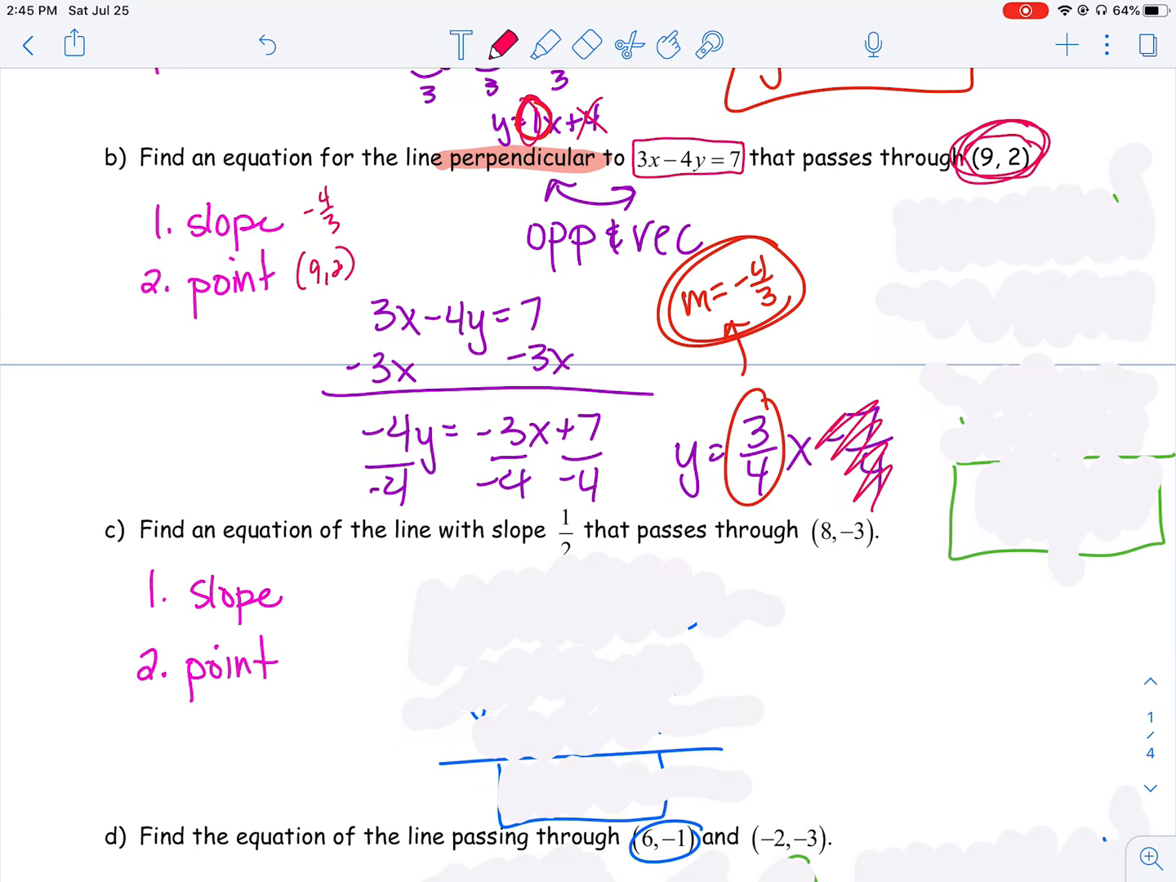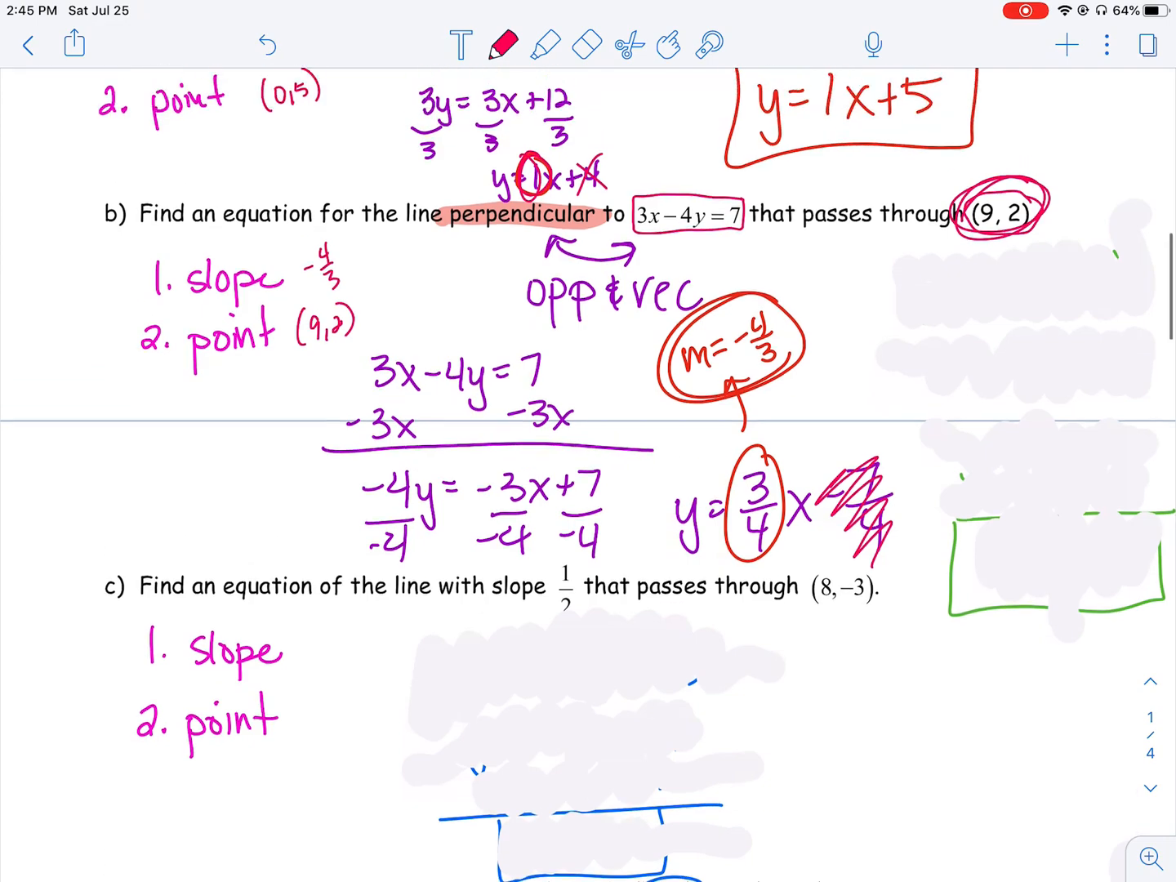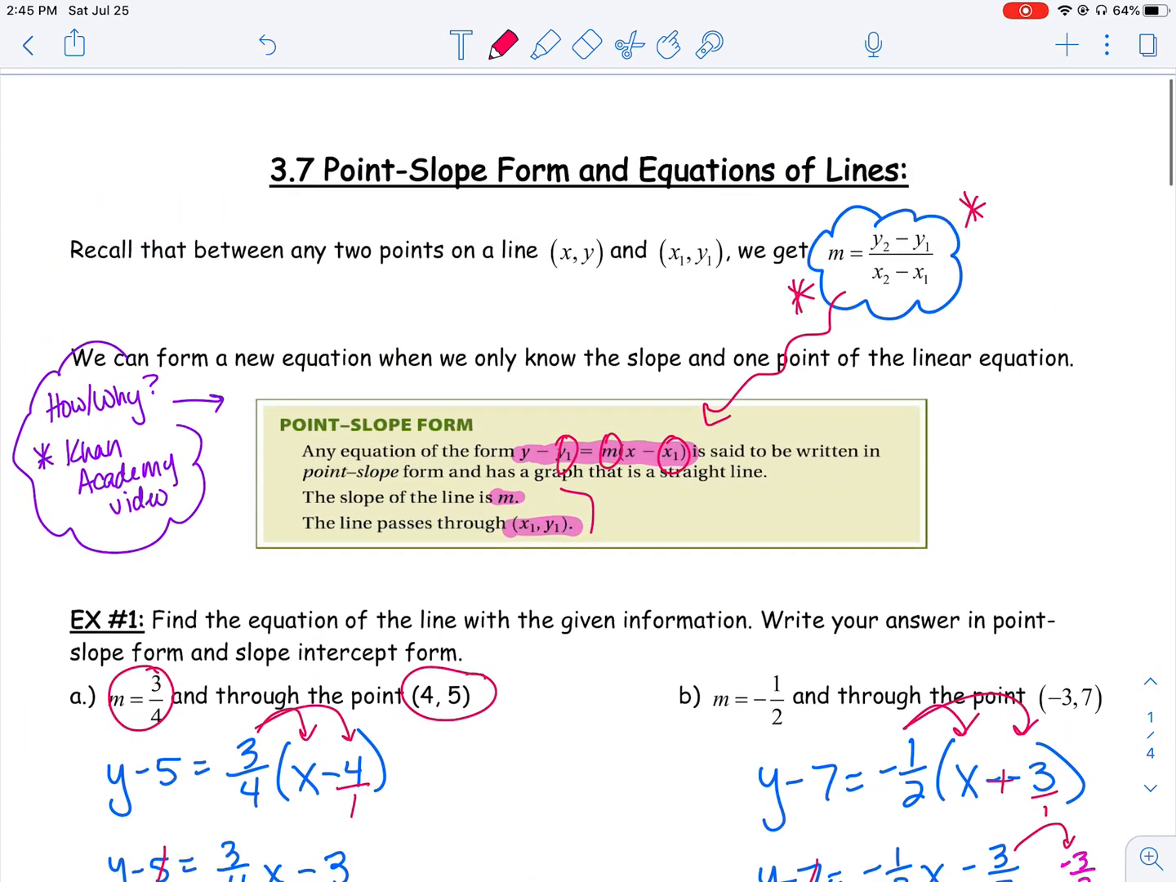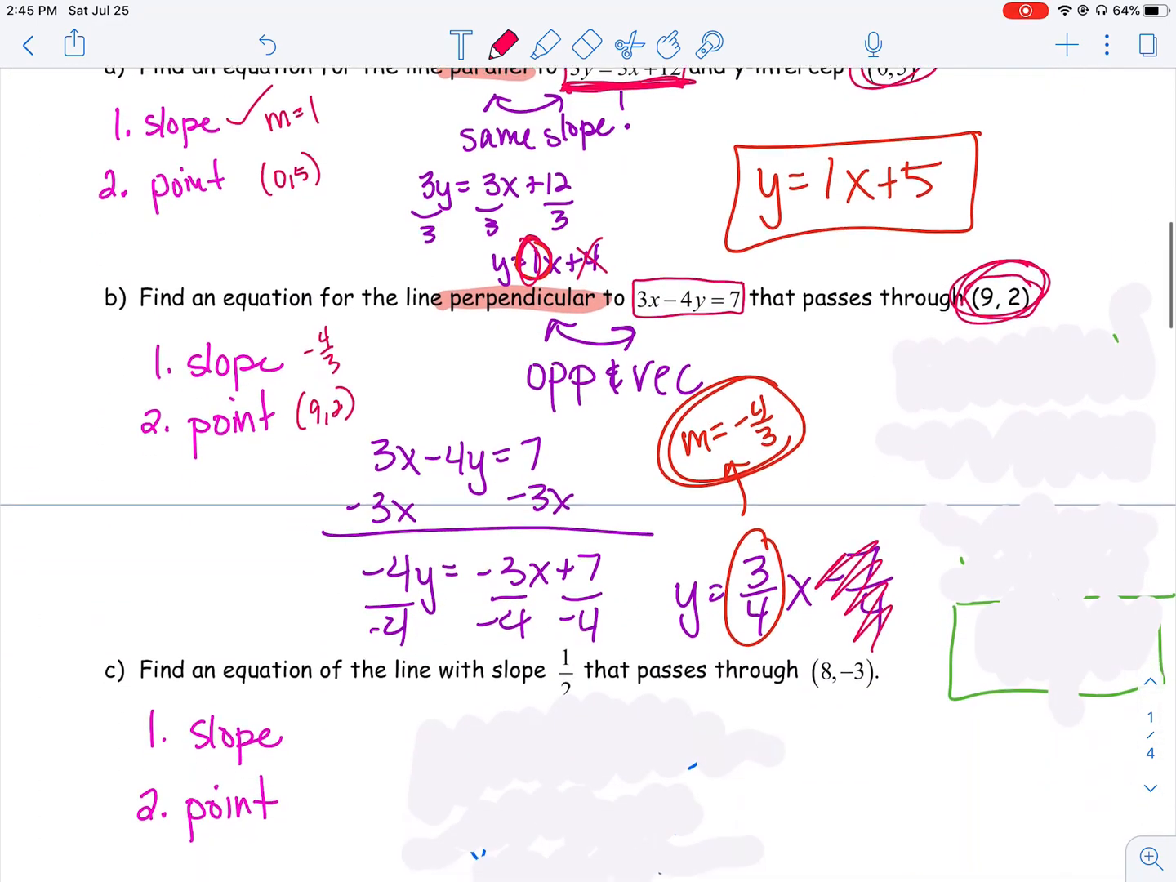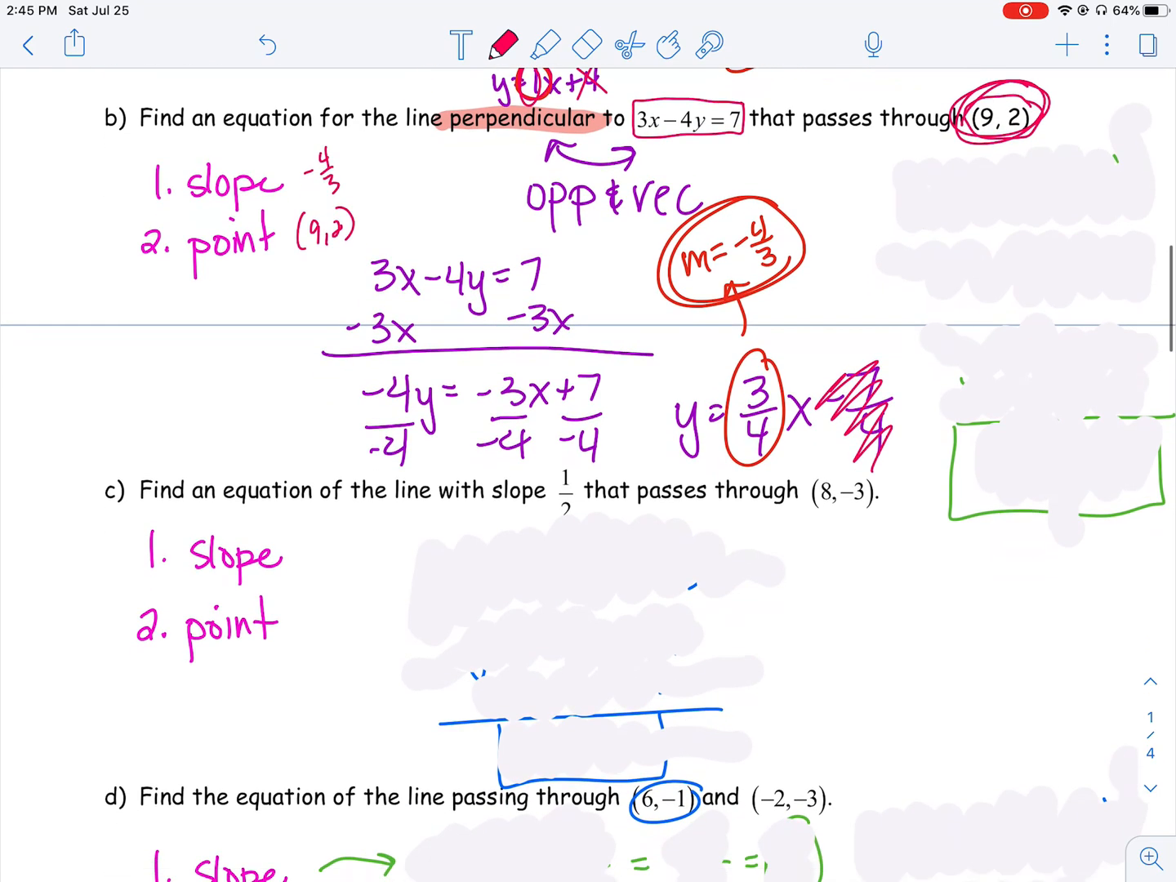Now that we have a slope and a point, do you remember the point-slope formula from the last video? We can go ahead and use it to find the equation of this line. Let's plug in our point and our slope. I have y minus y1 equals m times x minus x1. I plugged in my 2 for y, my 9 for x, and my -4/3 for my slope.